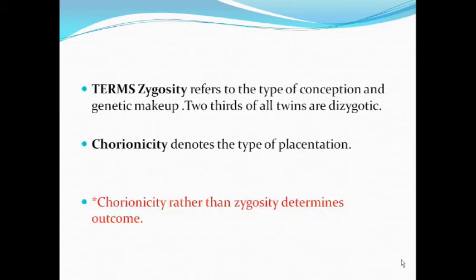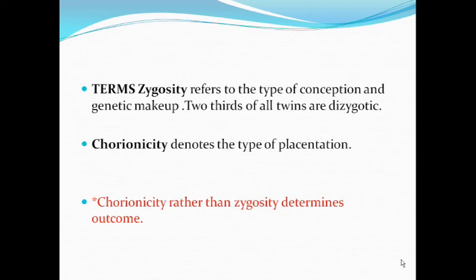So the term zygosity refers to the time of conception, type of conception, and genetic makeup. That means whether it is fertilized from 1 ova or 2 ova. So zygosity is type of conception and genetic makeup. That is, it can be monozygotic type and dizygotic type.